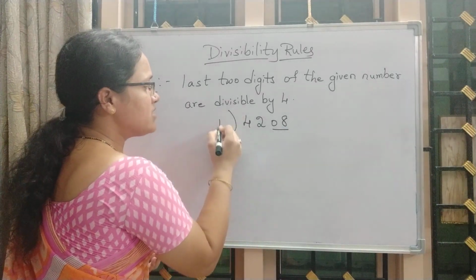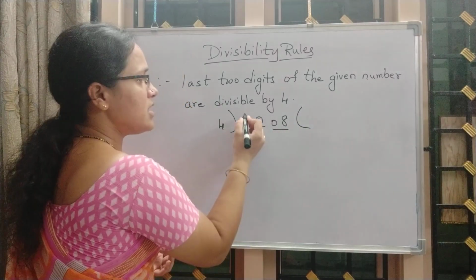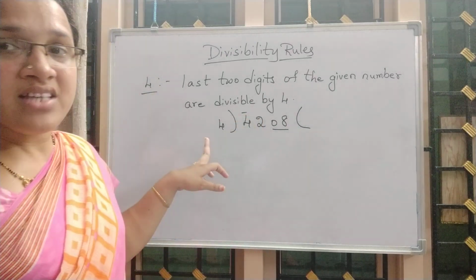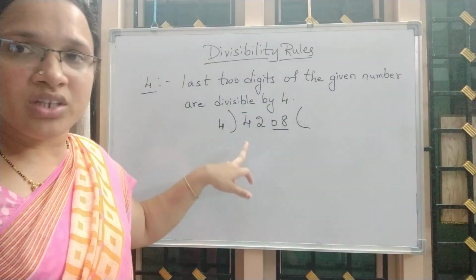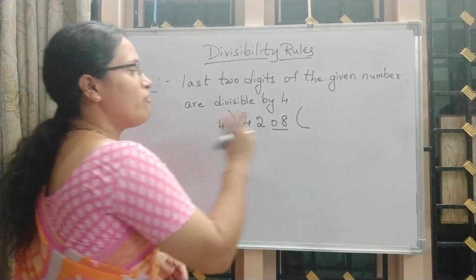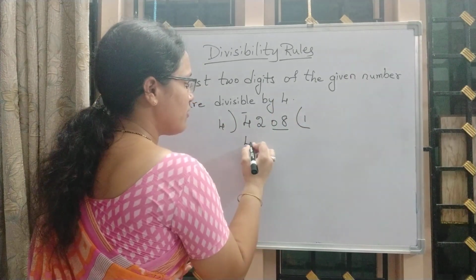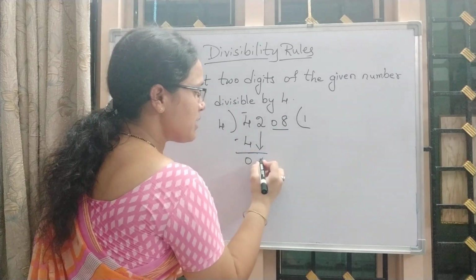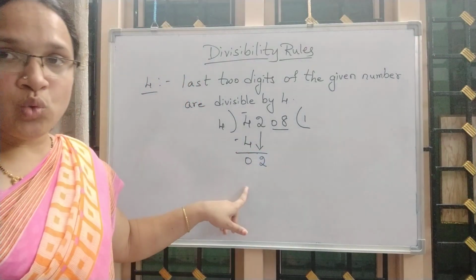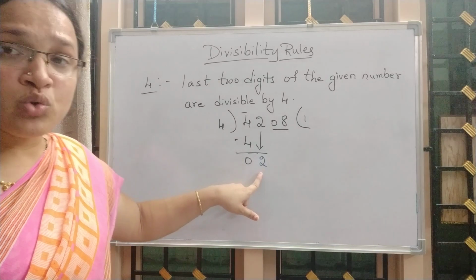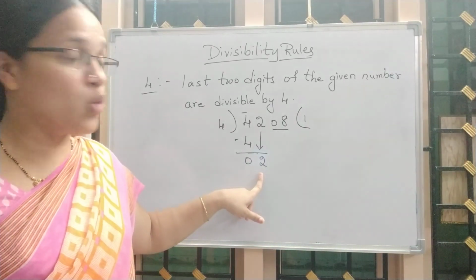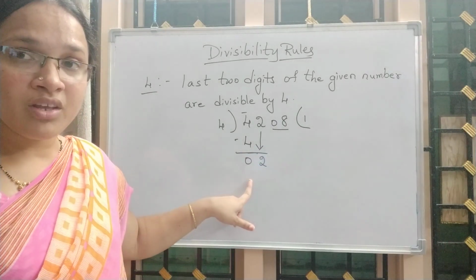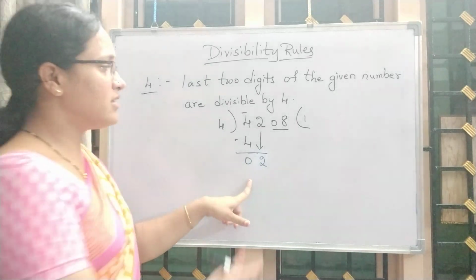Now please divide this number. See the first number 1. As this number is smaller than the divisor, you take the next digit. Sorry, 4 times 1 is 4, which leaves a remainder 0. What is the next number? You drop 2. Is 2 divisible by 4? No. So what should you do here? You should drop another number.